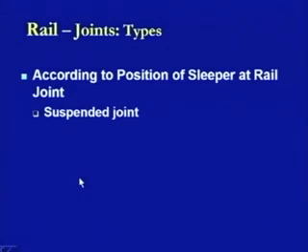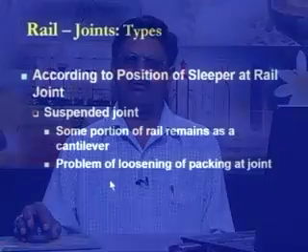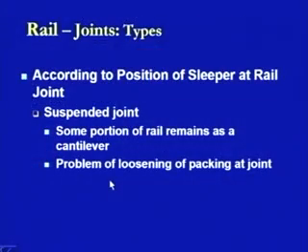Another type of joint is the suspended joint. In the case of a suspended joint, some portion of the rail remains as a cantilever. Cantilever, as you have read in structures, is a part of the system which remains suspended in the forward direction away from the point of support. So, in this case there is a problem of loosening of packing at the joint.